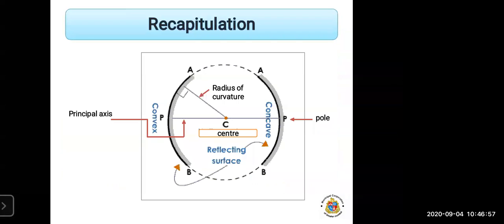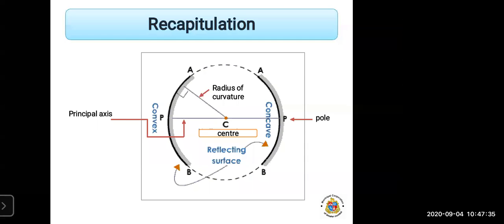Look at the diagram. This is part of a sphere, part of a circle. The convex mirror and concave mirror are both parts of a sphere. So the surface of the convex mirror and the concave mirror is nothing but a part of the sphere. Now look at this diagram. There is a principal axis, the imaginary line which passes through the center of the circle. In the center of the circle, the dot that is pointed is called the center.